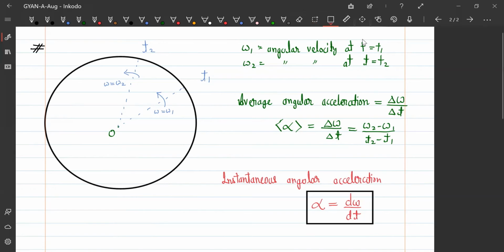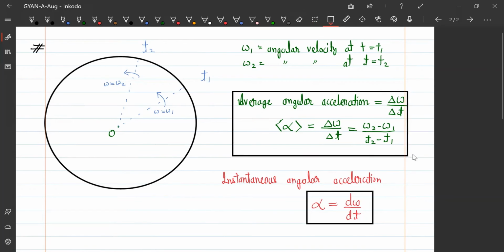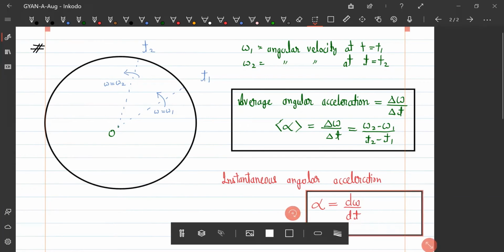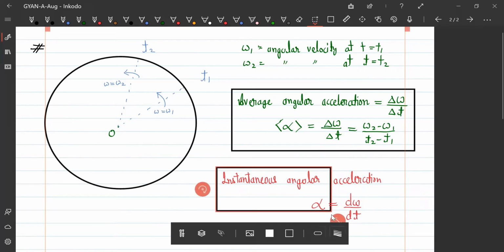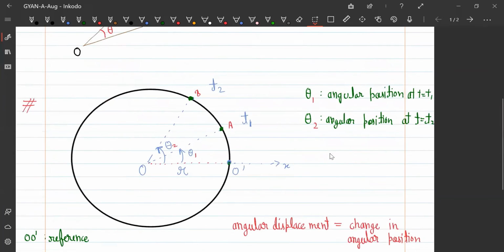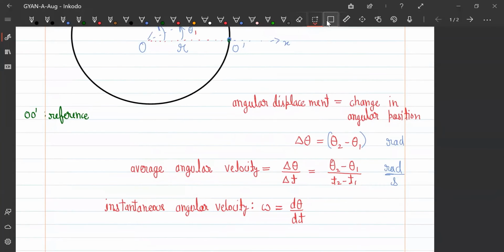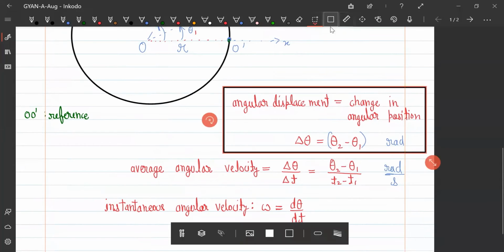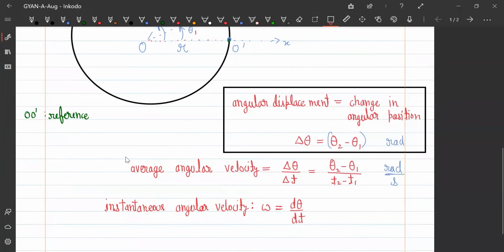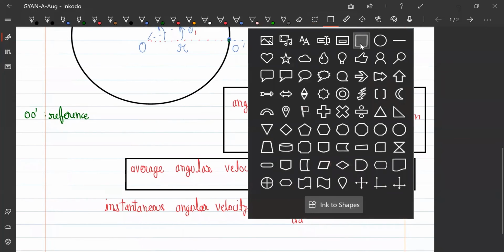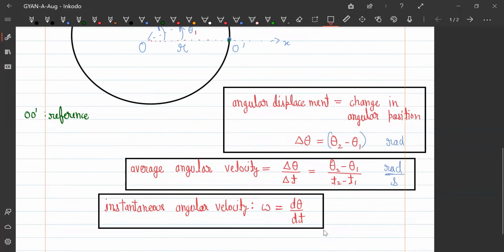All these formulas are important. This is for average, for instantaneous angular acceleration, and this previous one. This is for angular displacement. Then this one for average angular velocity. And then this one for instantaneous angular velocity.